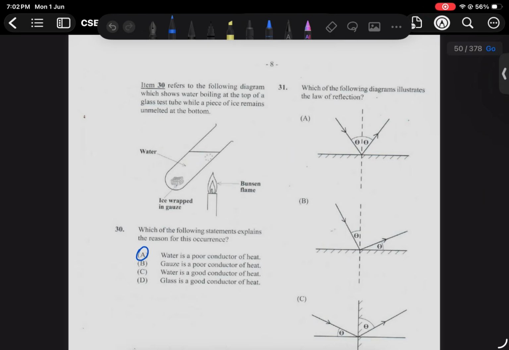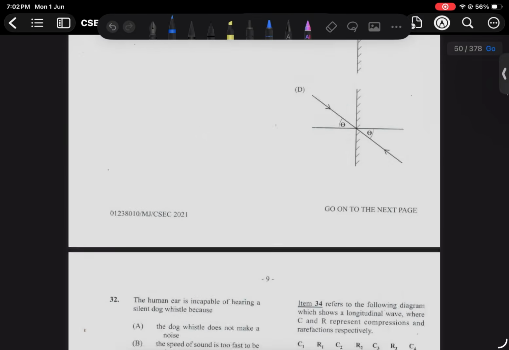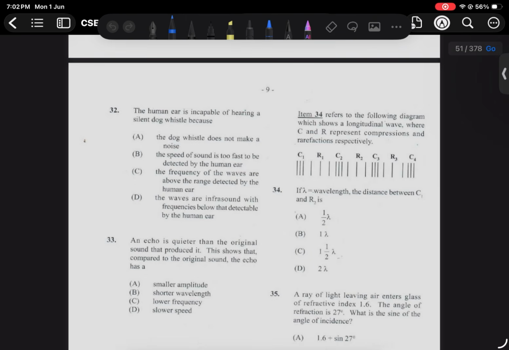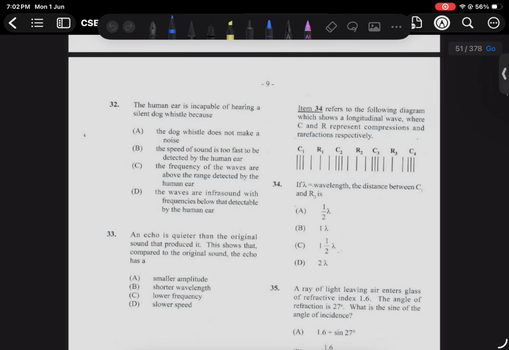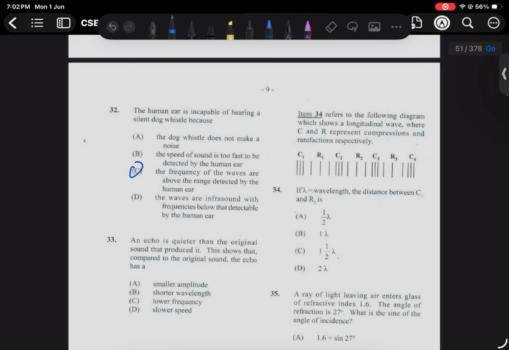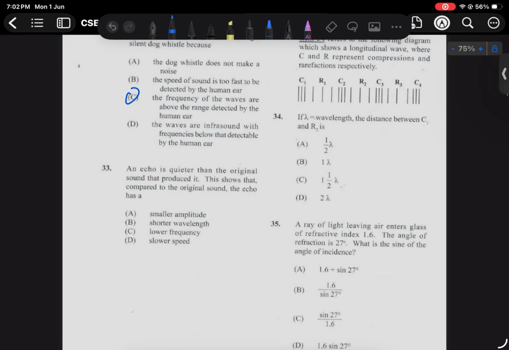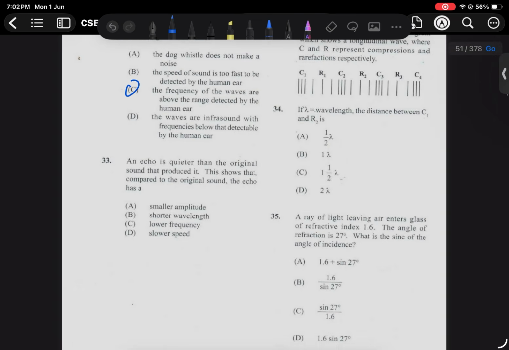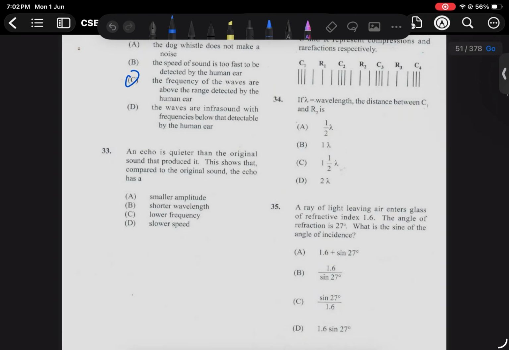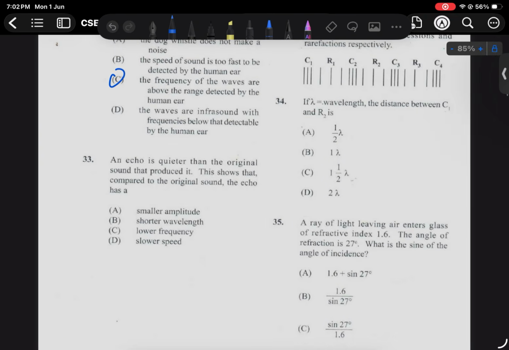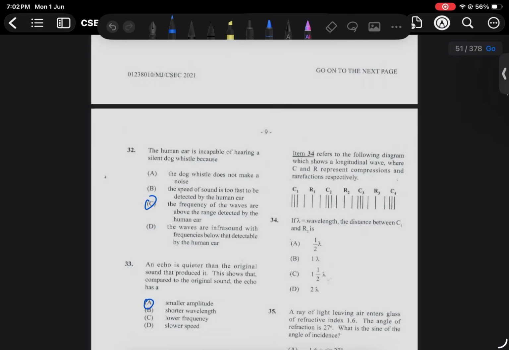Which of the following diagrams illustrates the law of reflection? Angle of incidence equals the angle of reflection. The human ear is incapable of hearing a silent dog whistle because the frequency of the wave is out of range of human hearing. Humans can only hear from 20 to 20 thousand hertz. An echo is quieter than the original sound that it produced. This shows that compared to the original sound, the echo has a smaller amplitude. Amplitude has to do with loudness of sound.